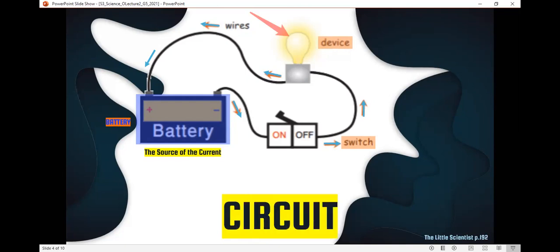This is what we call an electric circuit. What do we call it? Electric circuit. We call it electric circuit. Is it closed or open, this one? Open.